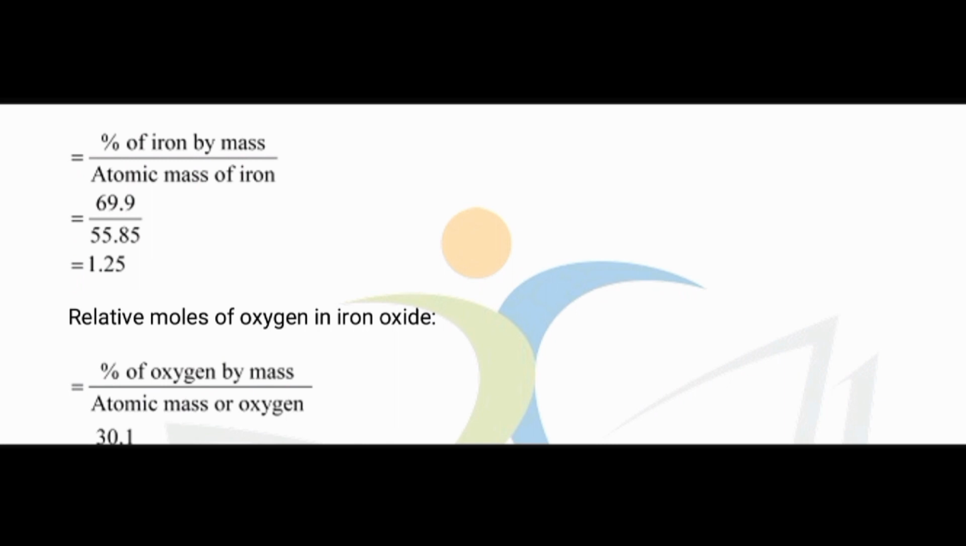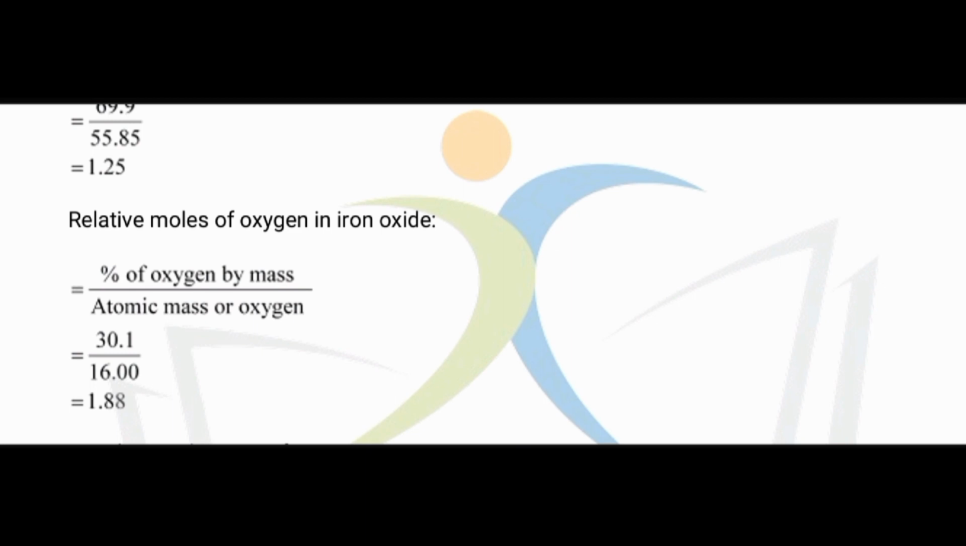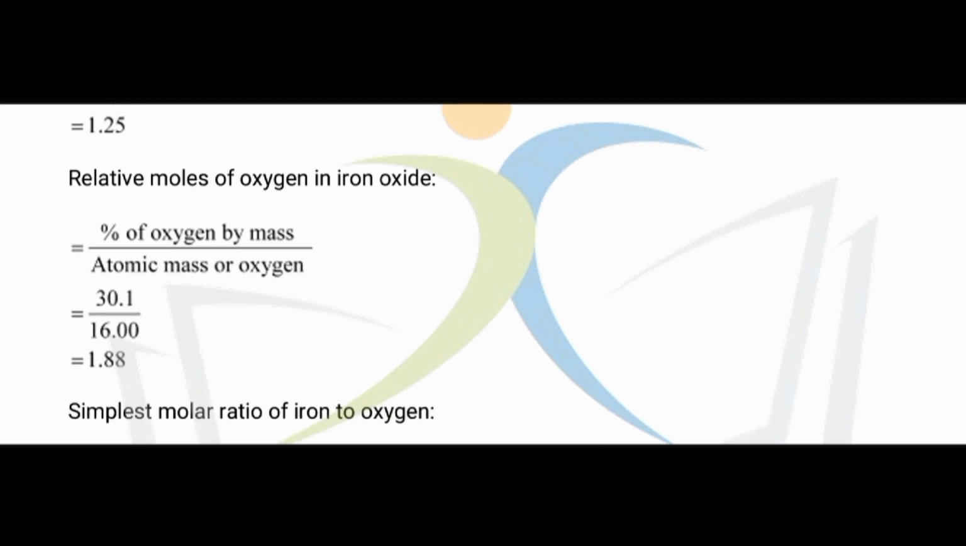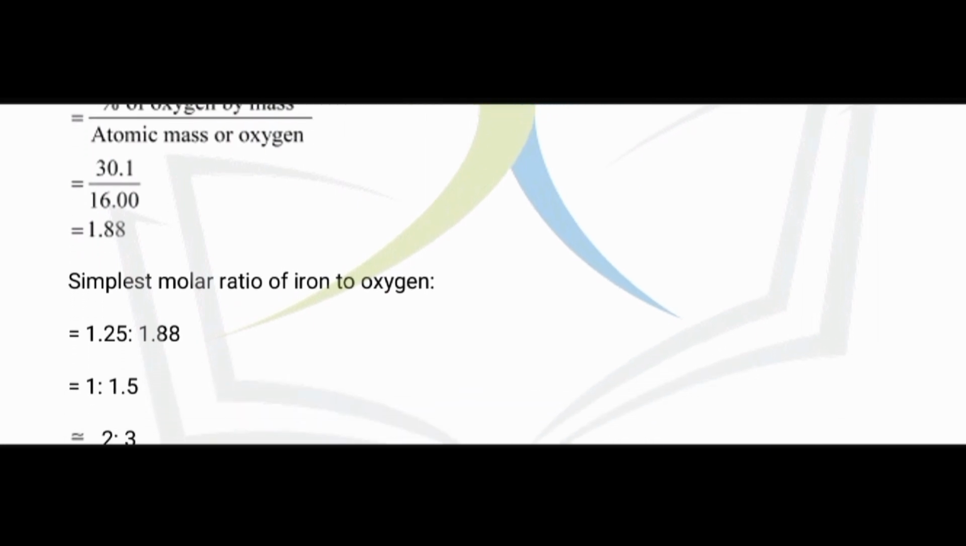Now the same way we can calculate the moles of oxygen: the given weight or percentage of oxygen divided by the atomic mass of oxygen. Given percent 30.1, mass 16, so 30.1 divided by 16 comes out to be 1.88. So the simple ratio is 1.25 to 1.88, which comes out to be 1:1.5. Now we have to multiply by a number so that the decimal is removed.